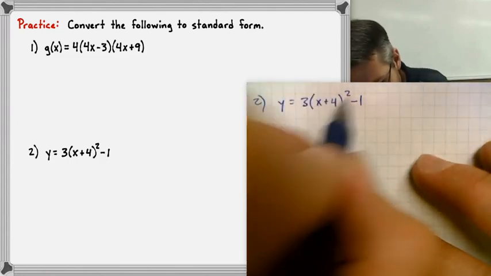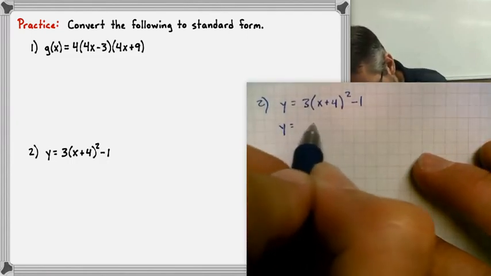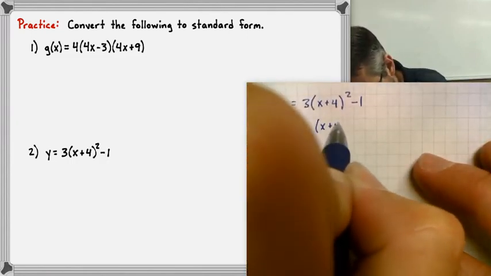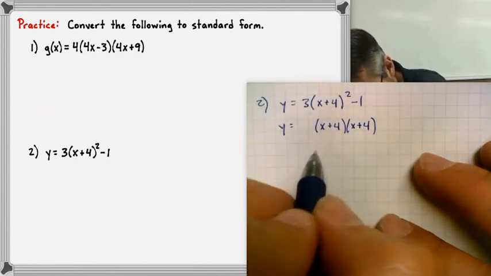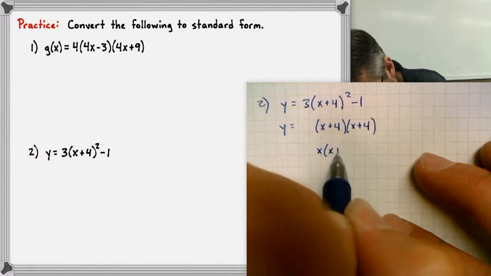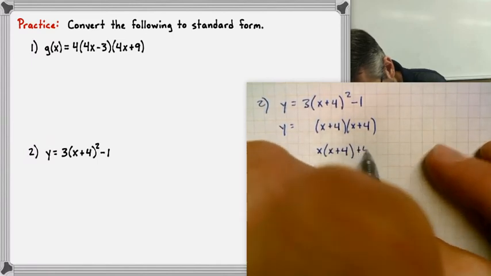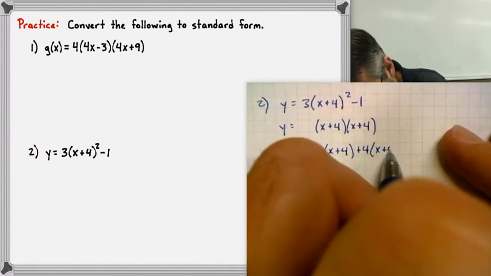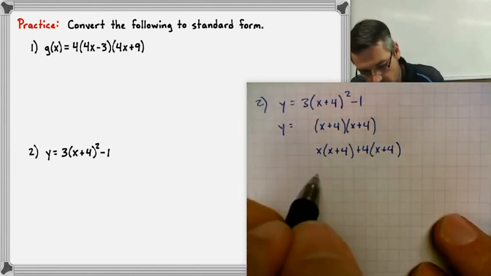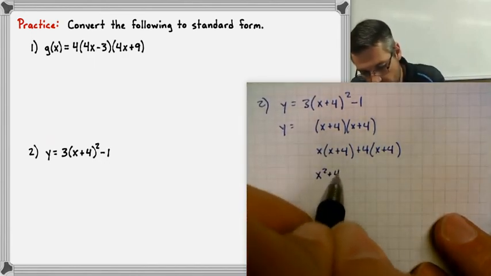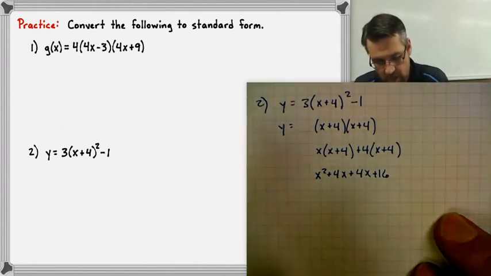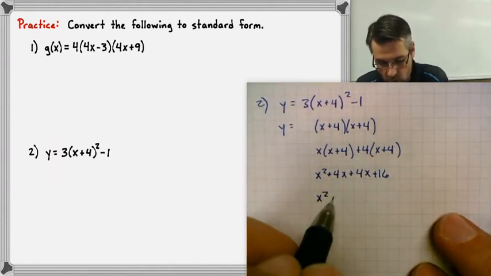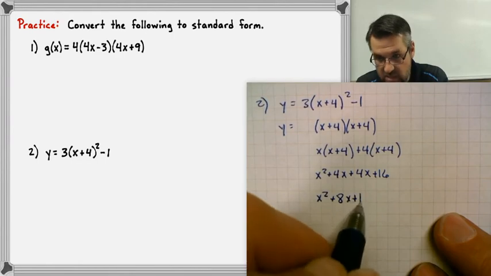So you remember we got to deal with the exponents first, so we're going to expand that out. We get x plus 4 times x plus 4, and then we'll multiply that out. That becomes x times (x plus 4) plus 4 times (x plus 4). And then we distribute there. We get x squared plus 4x plus 4x plus 16. And then we can combine like terms. So we get x squared plus 8x plus 16.